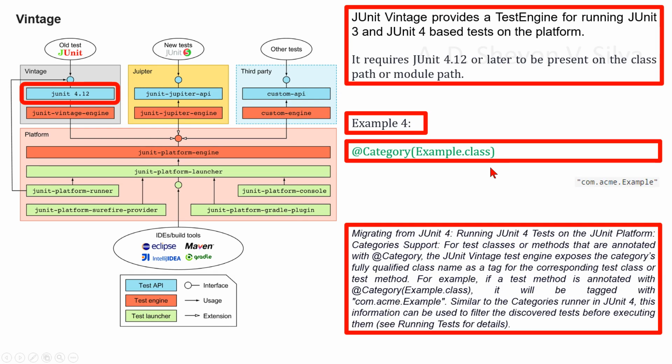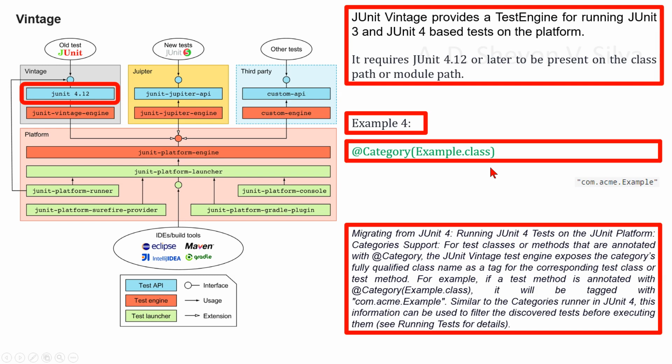Now we are considering category support in running JUnit 4 tests on the JUnit platform. In migrating from JUnit 4, for test classes or methods that are annotated with @Category, the JUnit Vintage test engine exposes the category's fully qualified class name as a tag for the corresponding test class or test method.